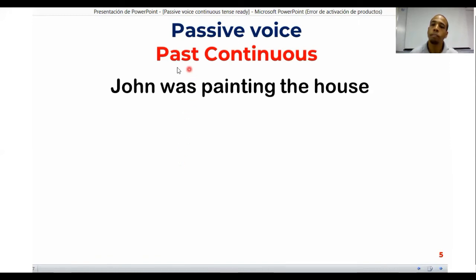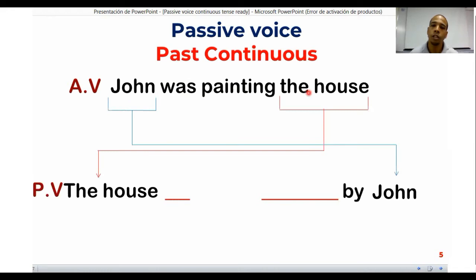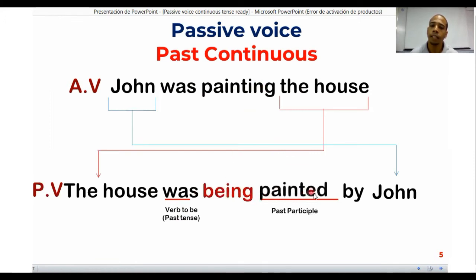So let's go to the past continuous. The past continuous is very similar, but it's an event that already happened. The only change is the verb to be into past. John was painting the house. So you move the house again, you move John, but now the verb to be is in past tense because it is in past tense in here. So John was being because of the ing form and painted because it's a past participle of paint.